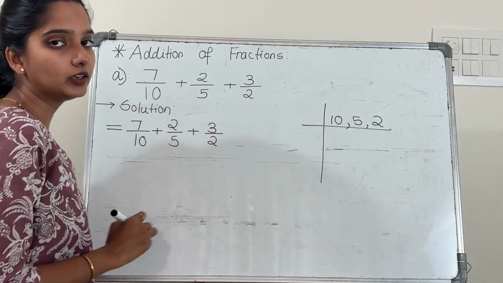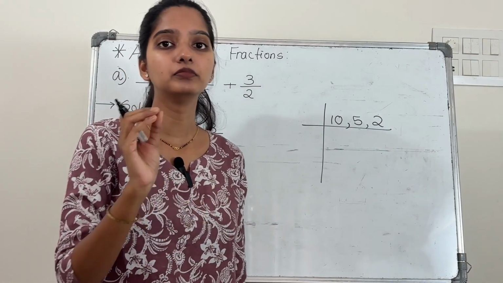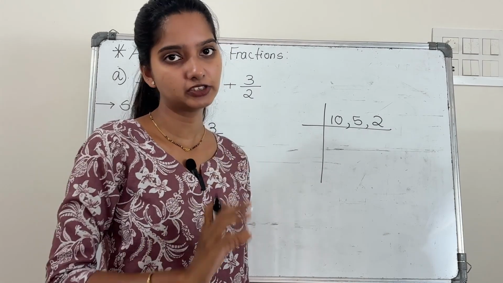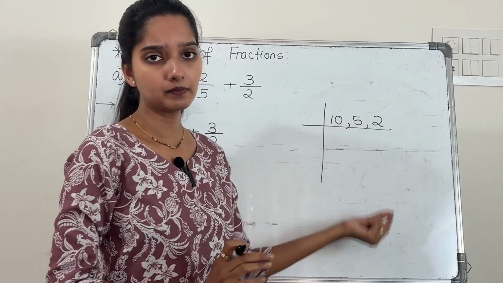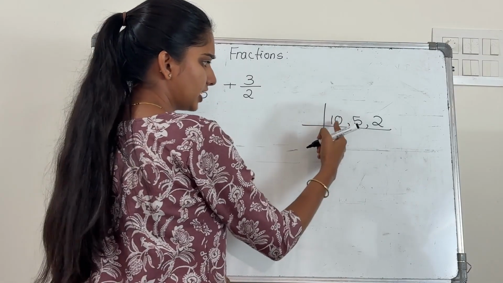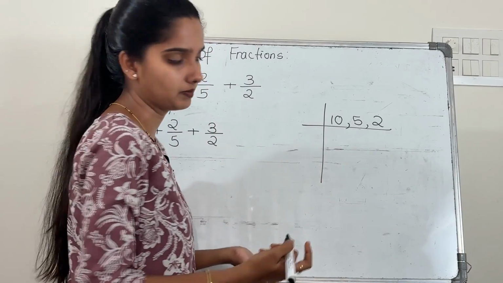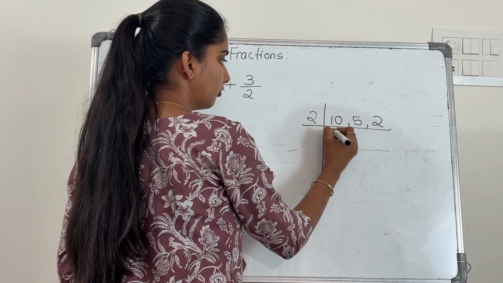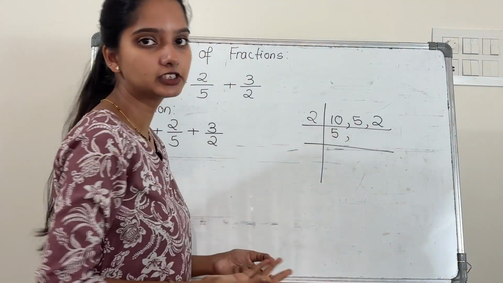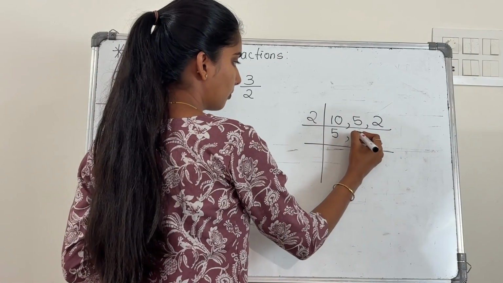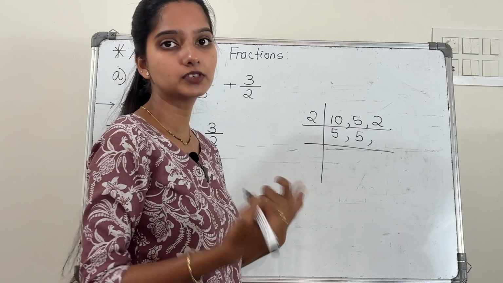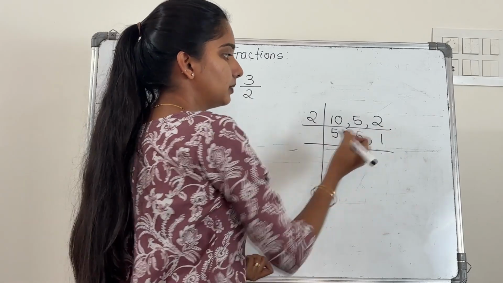Now, in order to find the LCM, always start from the smallest number, which means you start from the 2 times table and check whether the given numbers come in the 2 times table or not. Let's check. 10 comes in the 2 times table, so 2 5s are 10. Next, does 5 come in the 2 times table? It does not come, so I'm going to copy 5 as it is. My last number is 2. Does 2 come in the 2 times table? Yes, so again it will be 1.